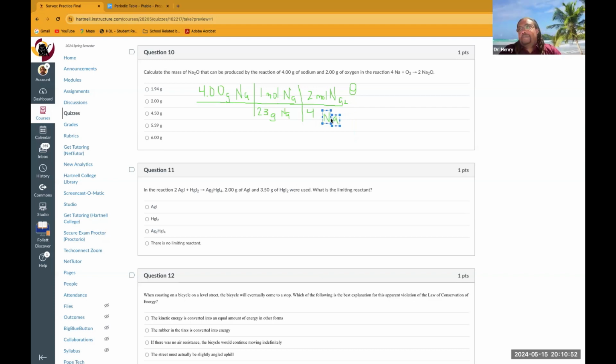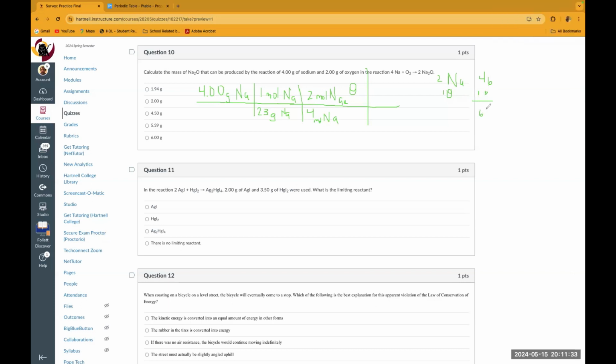Okay. That should be moles here. Sorry. So we need to go to molar mass. So we need to find the molar mass of sodium oxide. So we know that Na, there's 2 of them. That's 46. Okay, so 46. And then we have oxygen, there's 1 of them. So 16. So that's a total of 62.